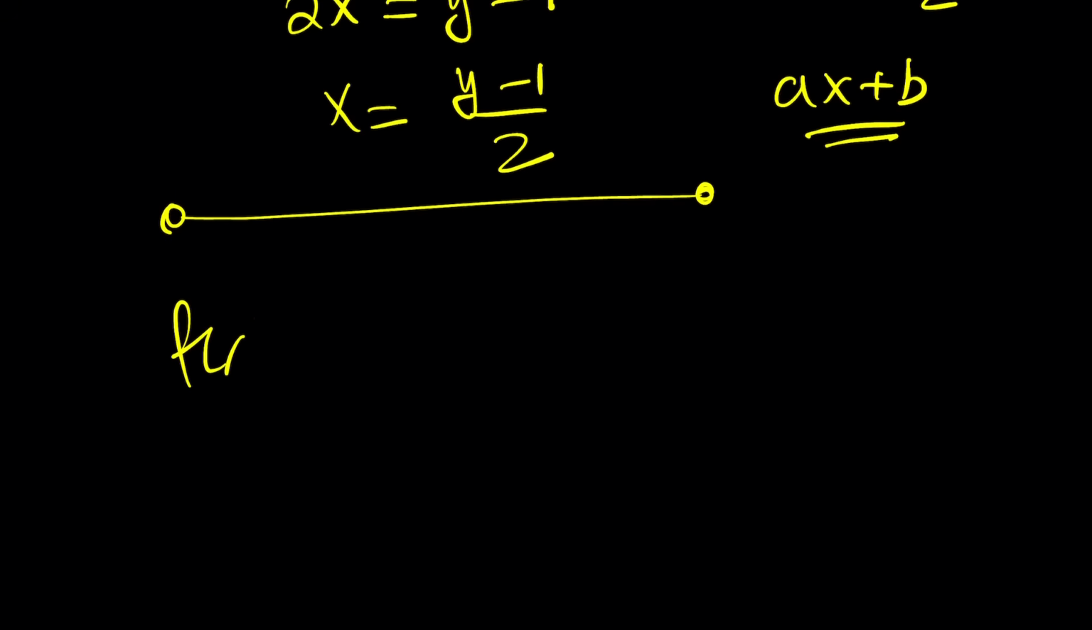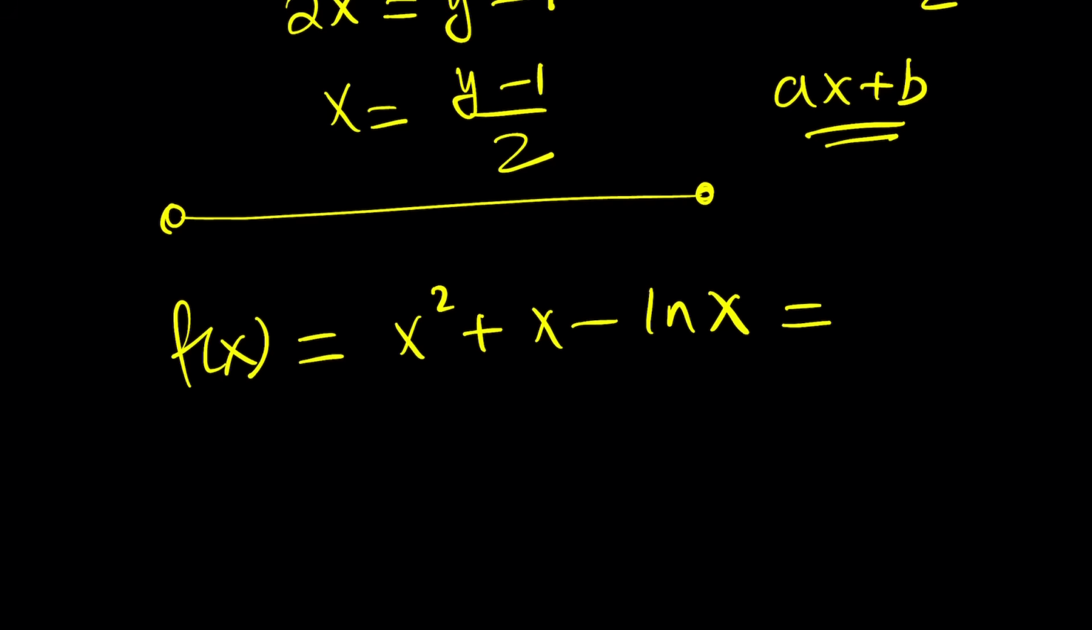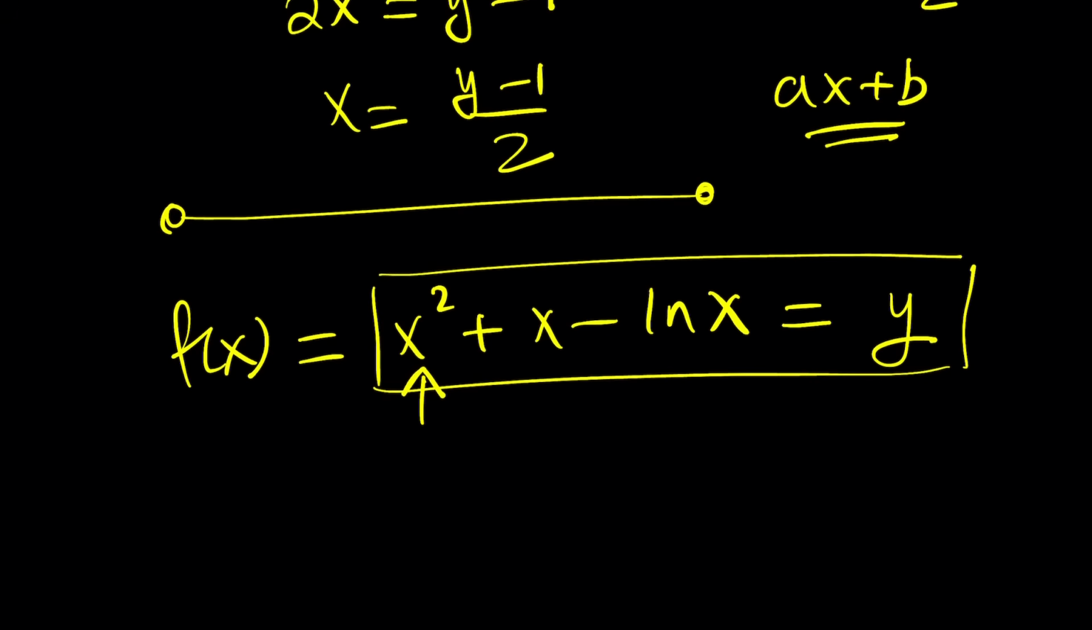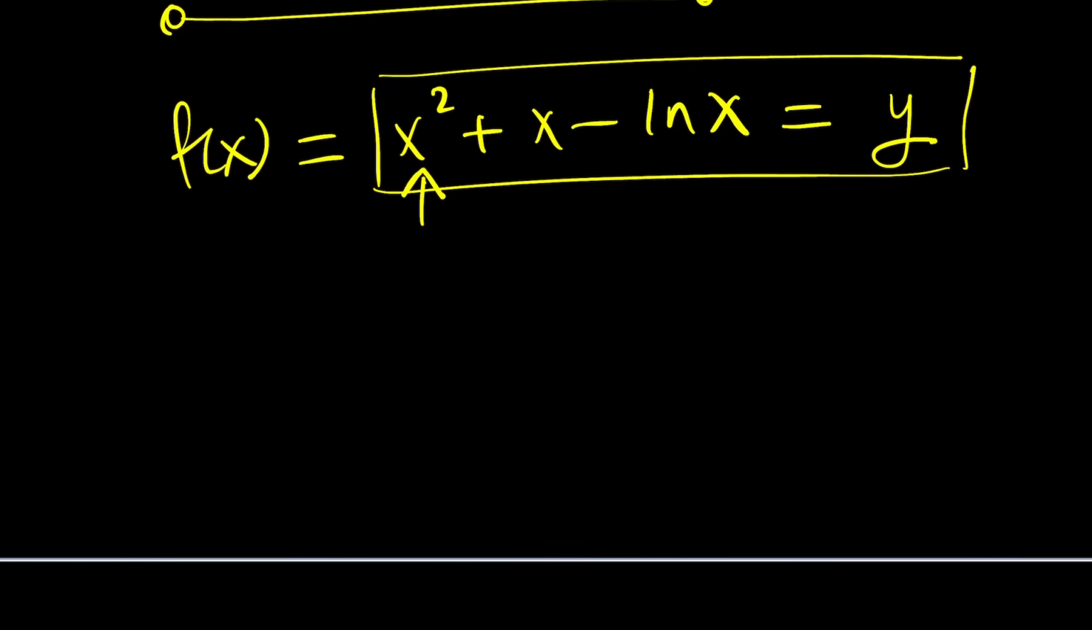For example, what if we had something like f of x equals x squared plus x minus ln x? You wouldn't be able to do it. Why? Because if you set this equal to y and then try to solve for x, you wouldn't be able to. The problem is this is such a non-standard equation. It's not a polynomial. It's not logarithmic. It's a mixture of different things. So you can't really solve for x. That's why you can't find an explicit inverse function.